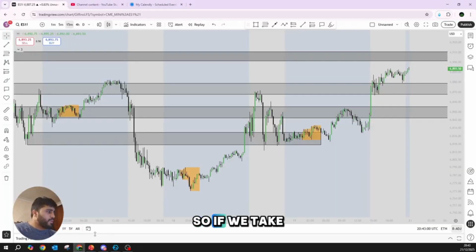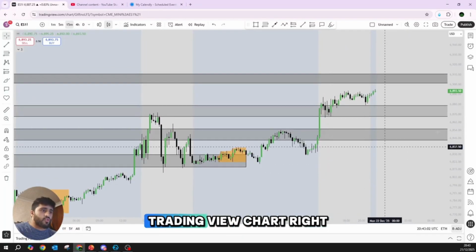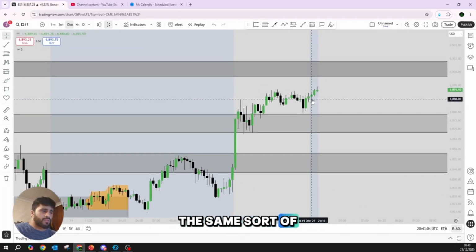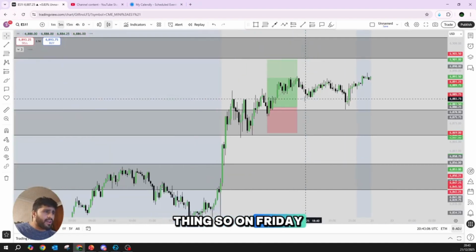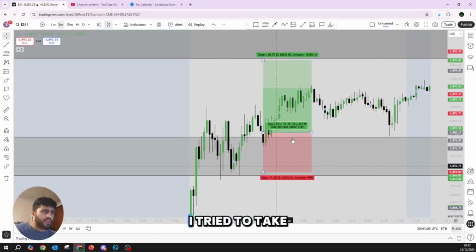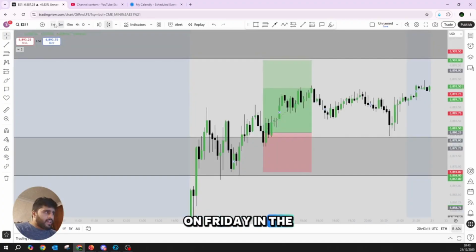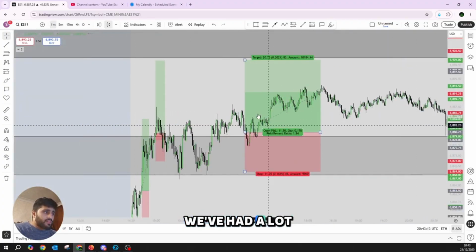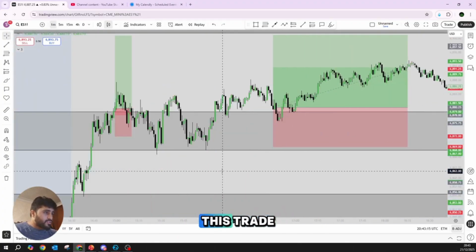So if we take this now to the TradingView chart, here we have the same sort of thing. On Friday, this was the long I tried to take in the AM session, but the price action, we've had a lot of chop recently. There you go. So I didn't take this trade.